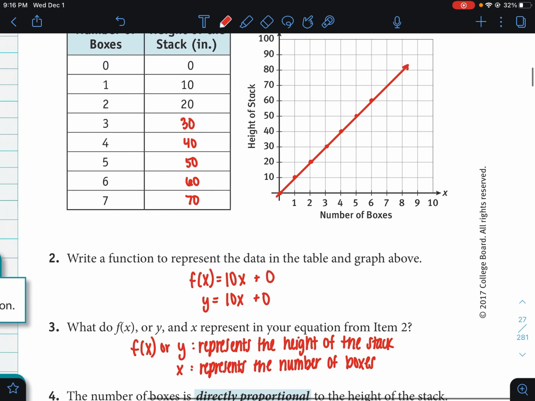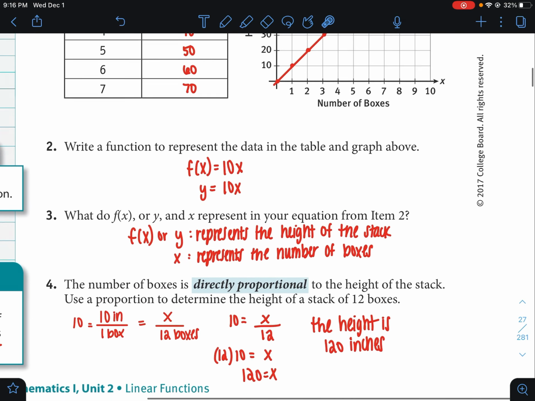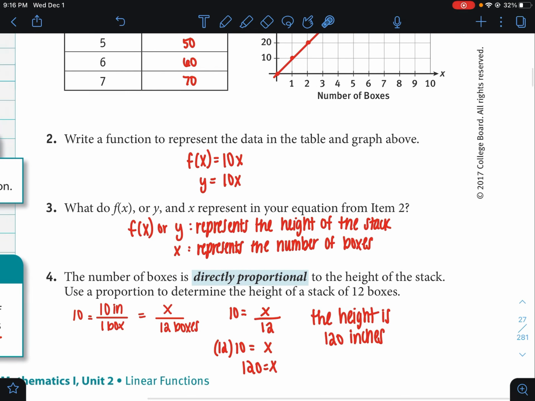Number 2, write a function to represent the data in the table above. We are up by 10 for every box, so it is 10x plus nothing. We could just say 10x is our function of x. And remember, function of x, f of x, is also known as y. Number 3, what do f of x or y and x represent in the equation from item 2? Well, x represents the number of boxes, because it's 10 inches per box. And f of x or y represents the total height of the stack.